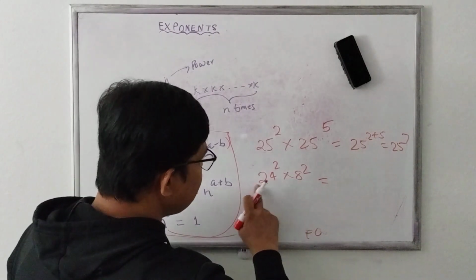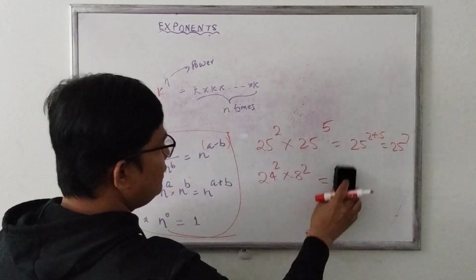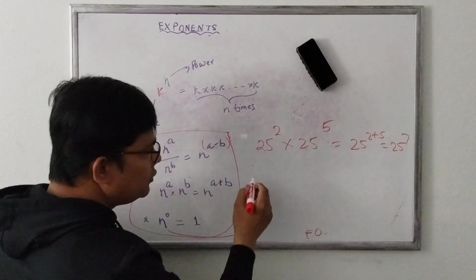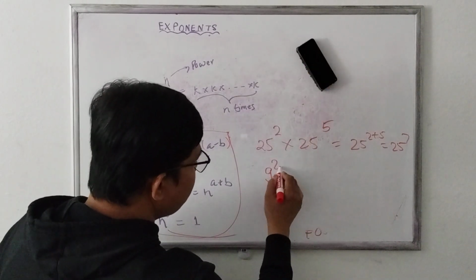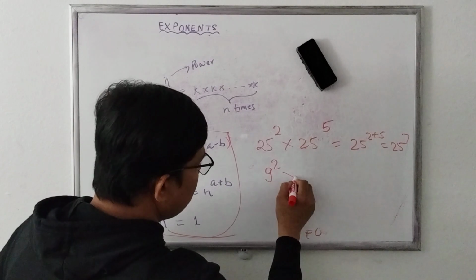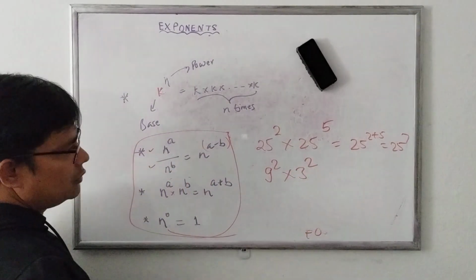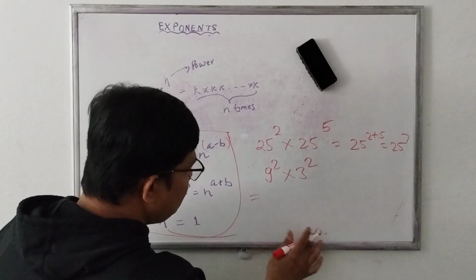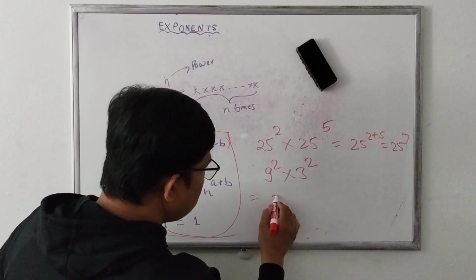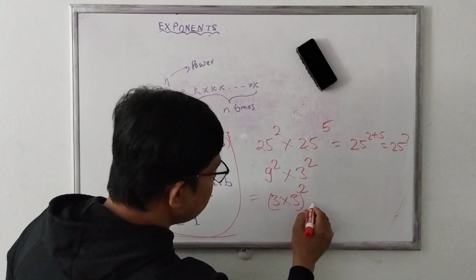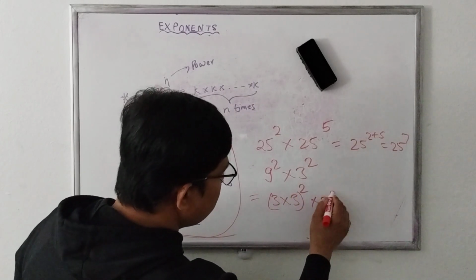So for such examples, where you have different base values, let's say I'm giving an example, you have to convert them into the same base. 9 power 2 times 3 power 2. So what do we have to do first? 9 is equal to 3 times 3, power 2, and 3 power 2.